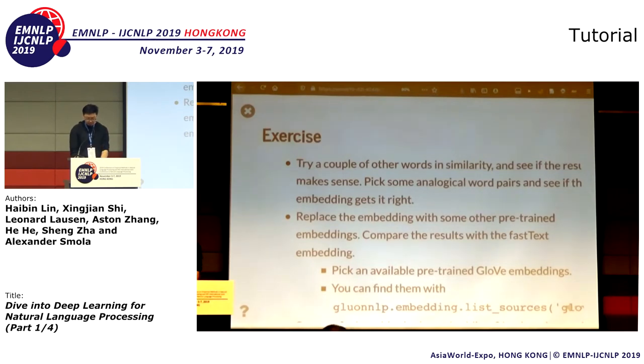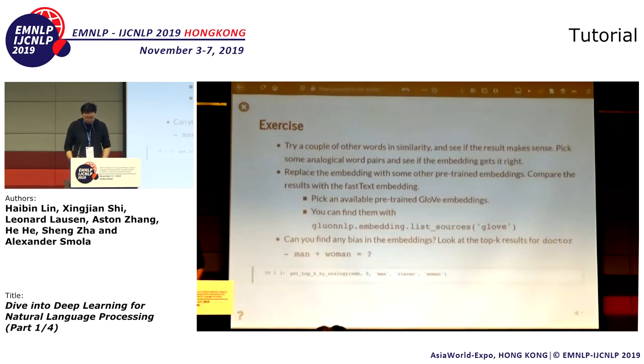So now it's exercise time. I think we'll spend 5 minutes here. I would like you to try in your own notebook a couple of other examples on, say, similarity and analogy, and see if they make sense. And also, you would be able to get a sense of what I meant when I say the similarity in word vectors is about the similarity of their context. You also have all these exercise descriptions in your notebook, so you'll be able to find them in a cell.